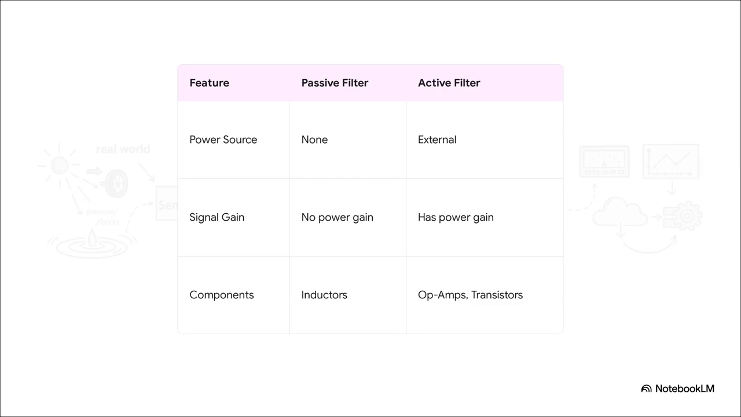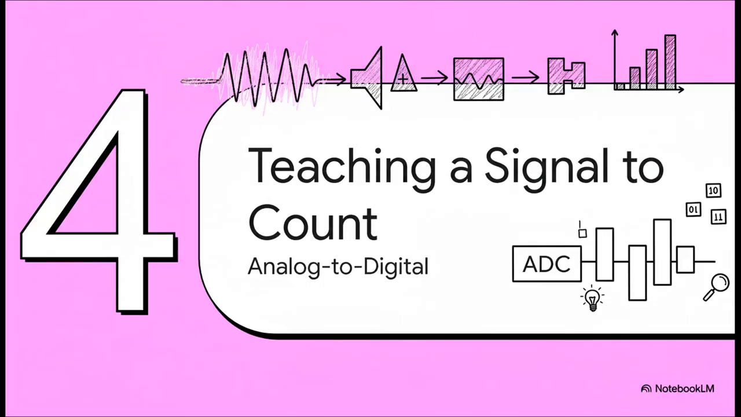Active filters, though, use an external power source, and that lets them do much more complex filtering, and they can even boost the signal while they're at it. Okay, so we've got a strong, clean signal. We're almost there. But it's still an analog signal. Think of it like a smooth, continuous wave. The problem is, our computers just don't speak that language.